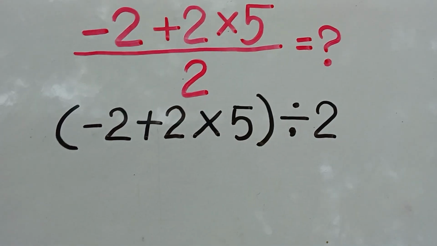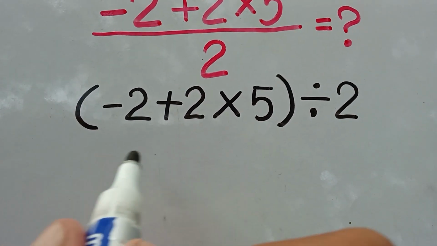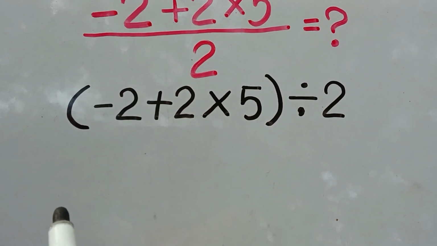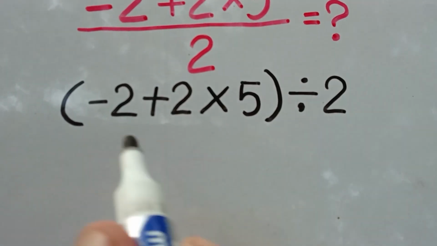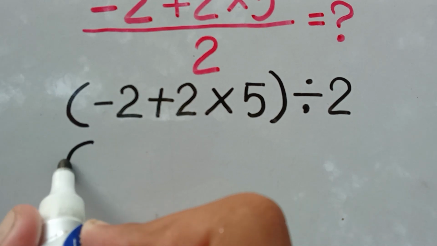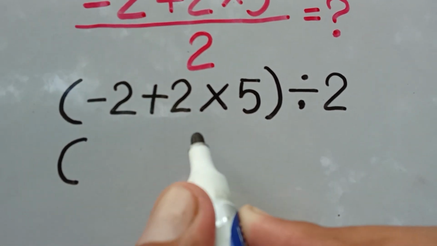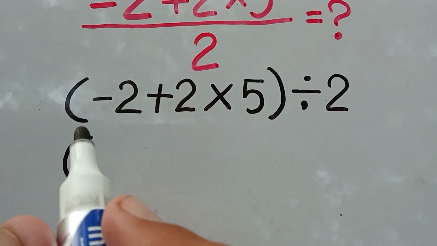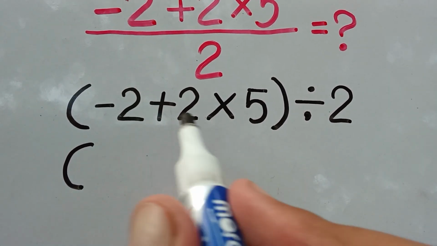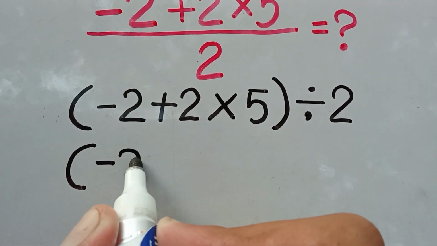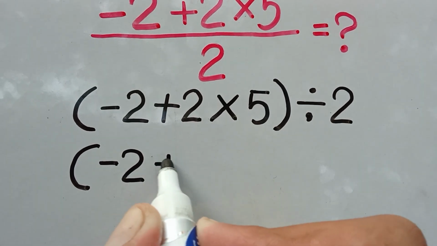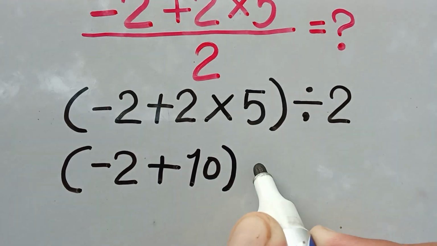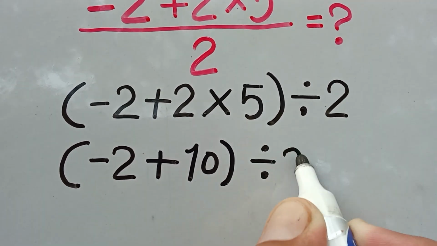Okay guys, now in the next step I can solve parentheses first, because parentheses have higher priority than division. But in parentheses, multiplication has higher priority than addition and subtraction. So firstly I can solve multiplication: minus 2 plus 2 times 5 equals 10, close parenthesis divided by 2.